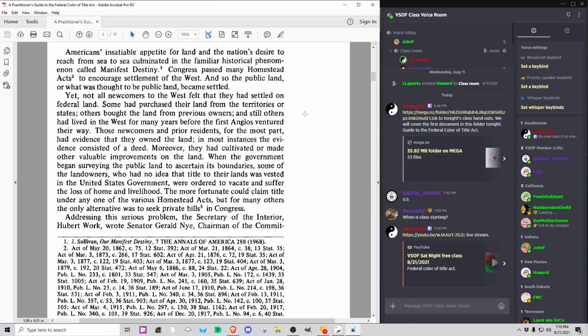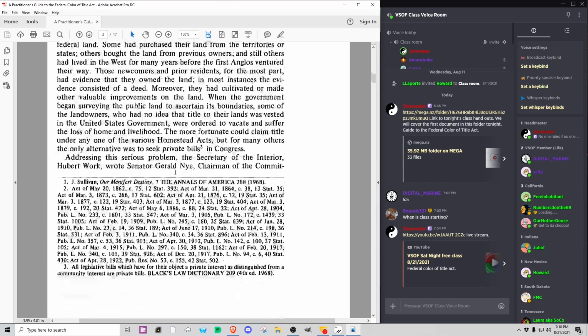When the government began surveying the public land to ascertain its boundaries, some of the landowners who had no idea that title to their lands was vested in the United States government were ordered to vacate and suffer the loss of home and livelihood. The more fortunate could claim land titles under one of the various Homestead Acts, but for many others, the only alternative was to seek private bills in Congress.